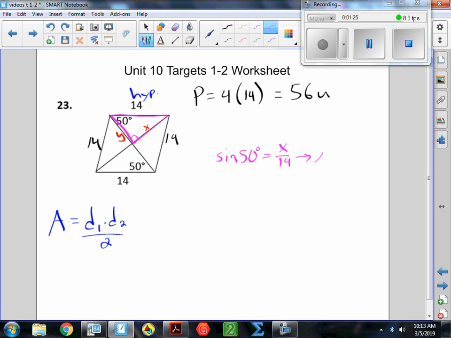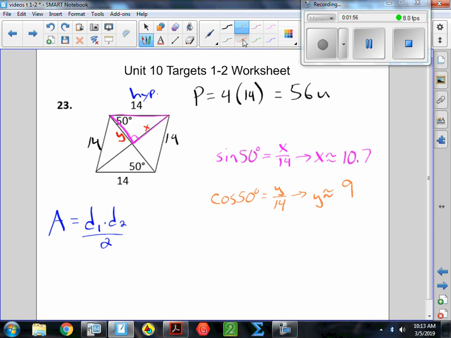That's going to lead to x being approximately whatever 14 times sine 50 is. I'm going to get 10.7 units. I can do the same thing with the y value. I could say cosine of 50 degrees is equal to y over 14. So y is approximately whatever 14 times cosine of 50 degrees is, which is 8.999. So that's pretty close to 9.